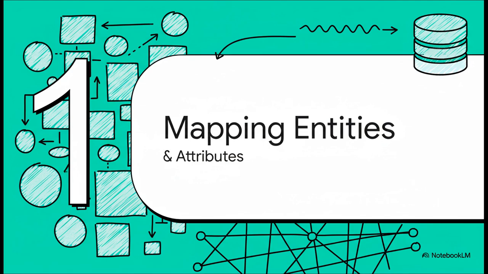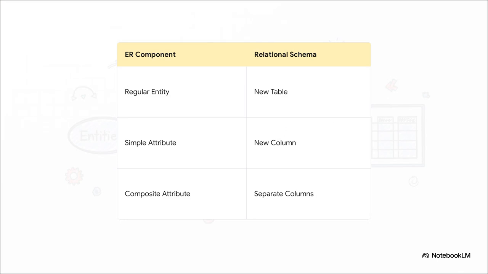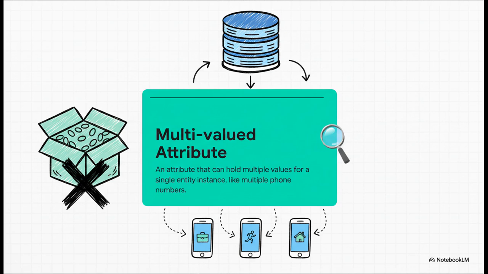All right, so first things first, let's lay the foundation. Before we can even think about connecting stuff, we've got to map the most basic pieces of our diagram, those core entities and all their descriptive attributes. And the process starts out pretty simple. A regular entity, something like customer, well, that just becomes its own table. And say you've got a composite attribute like name that's made up of first_name and last_name, no problem. You just break it apart. Each little piece gets its own column in the table. See? Nice and straightforward.